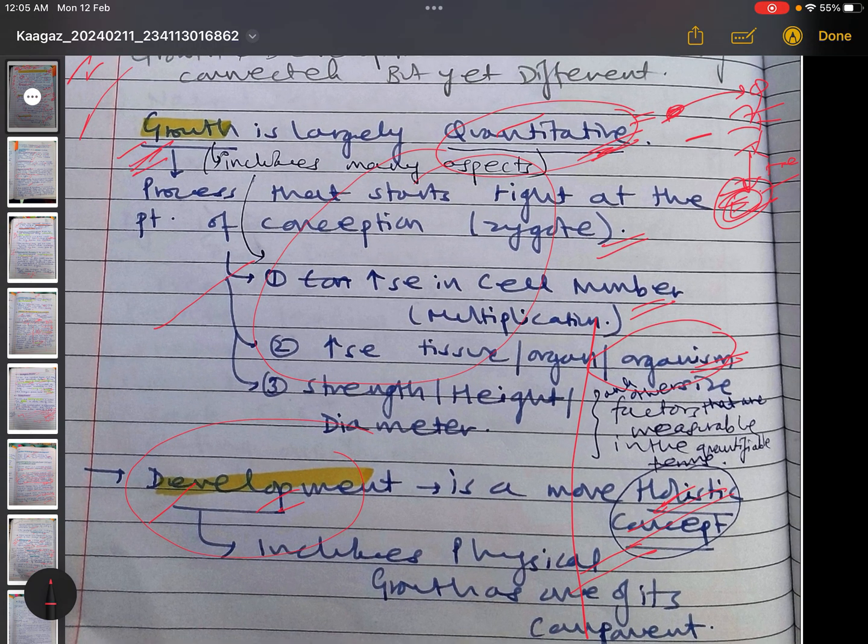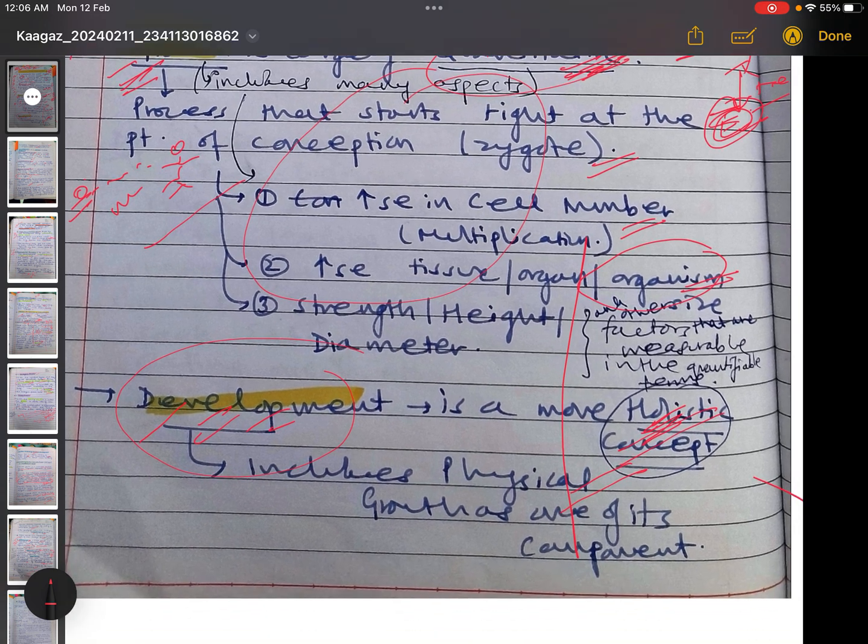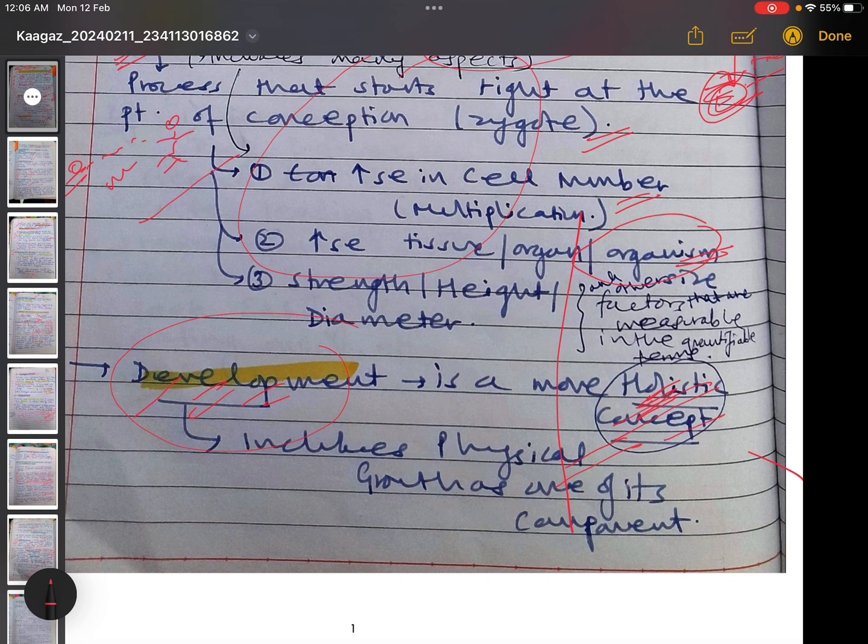Growth is a quantitative concept, whereas development is a holistic concept. In growth, at the point of conception a zygote is formed, it multiplies and becomes an organism one day. This multiplication in numbers is growth. Development is a more holistic concept. How? It is not only the physical growth, it is the intellectual growth and the psychosocial growth in a human. So it's a holistic growth.